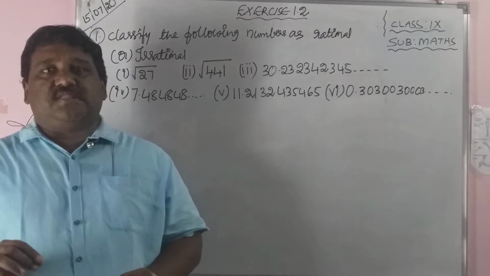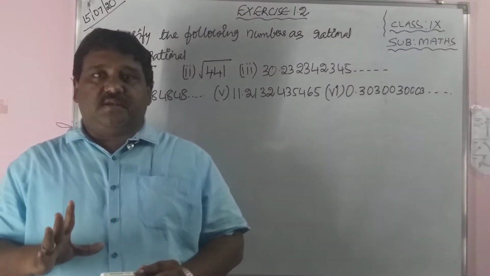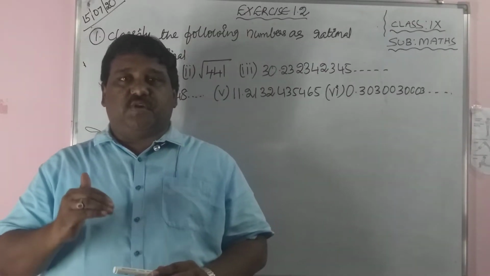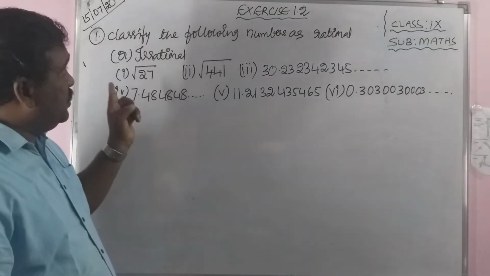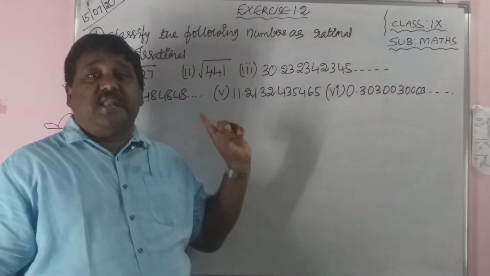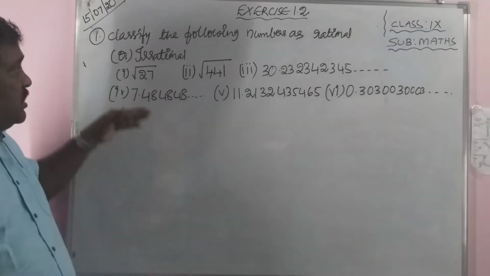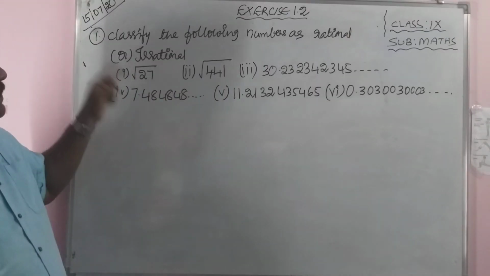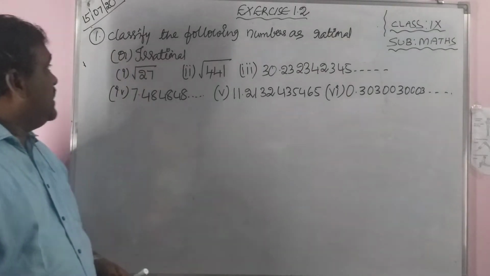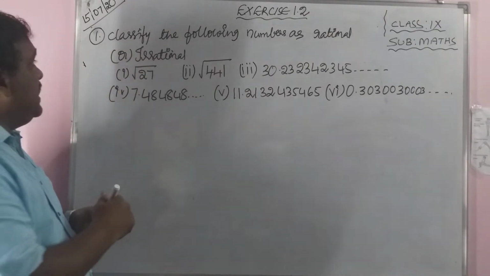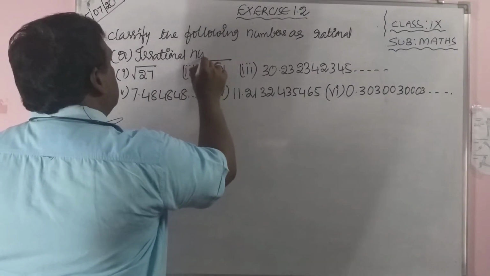In the last class, exercise 1.1 was completed. Today we will start exercise 1.2. The very first problem in exercise 1.2 is problem number 1. Write down the problem first. What is the problem? Classify the following numbers as rational numbers or irrational numbers.